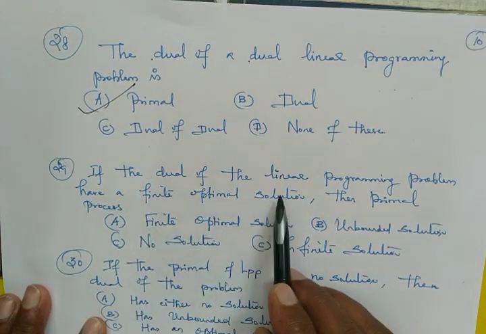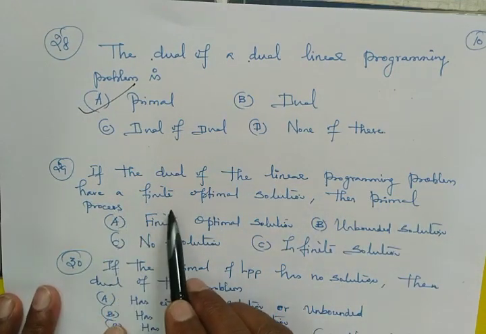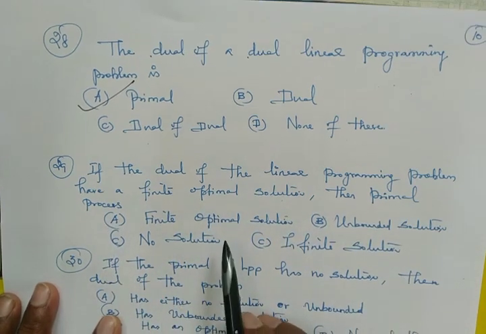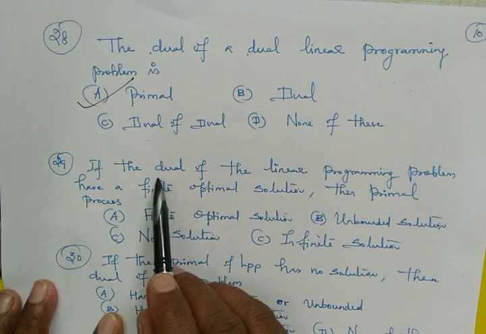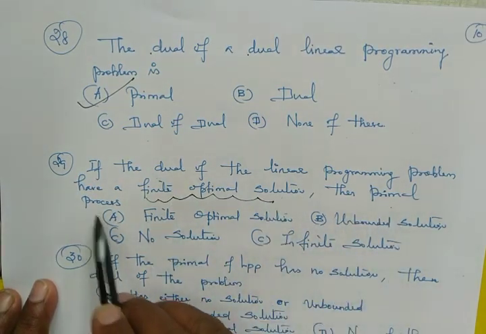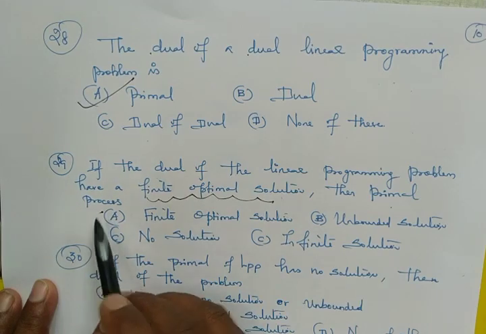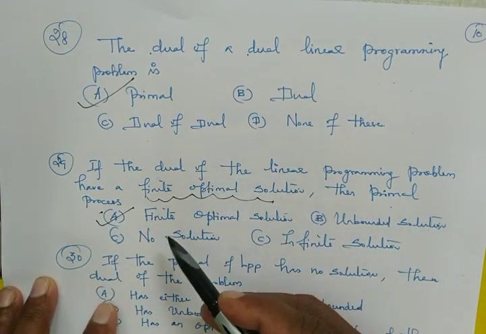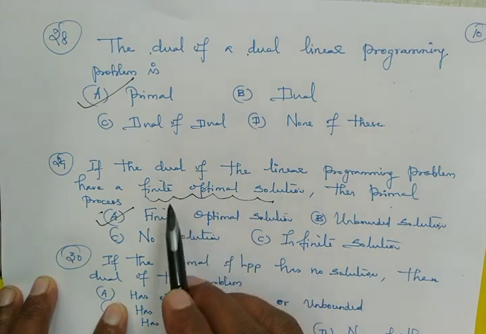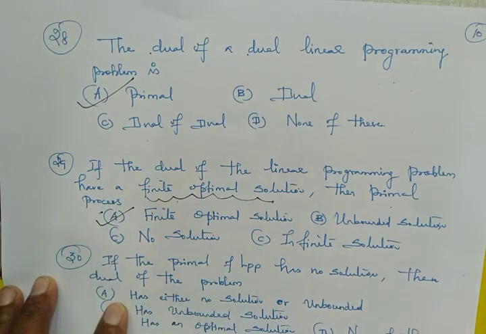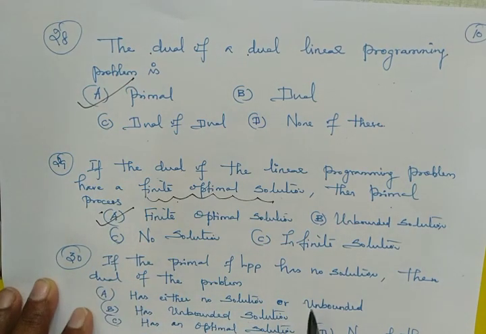If the dual of the linear programming problem has a finite optimal solution, then the primal also should have a finite optimal solution. If the dual is finite, the primal also should have only a finite optimal solution. It is a reflection.